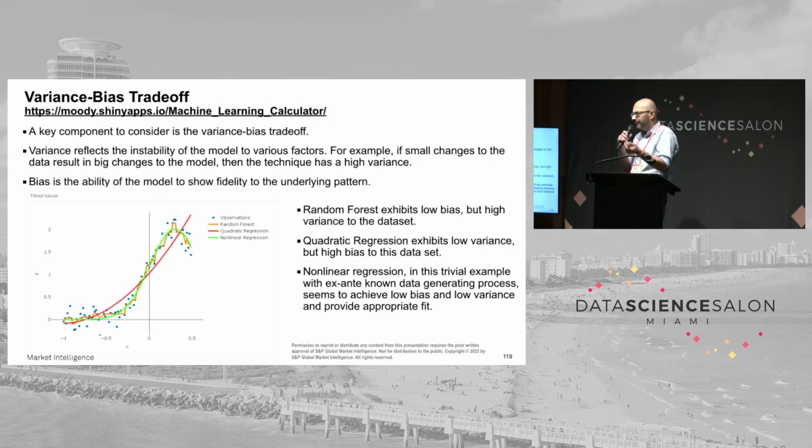You can generate your own data generating process, and then try different models and see how they behave. Here you can obviously see how the random forest is very sensitive to small perturbations in the data set, it swings, right? And the quadratic regression is almost completely insensitive to it. And of course, because this is a dummy example, I cheated, and you can fit a nonlinear regression to it, and it works. It captures the low bias, low variance that you actually want.